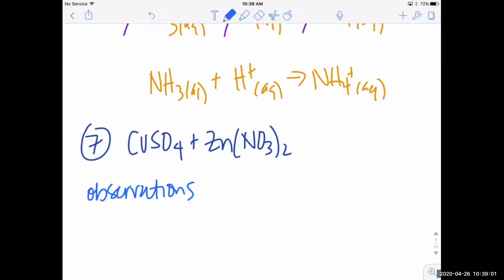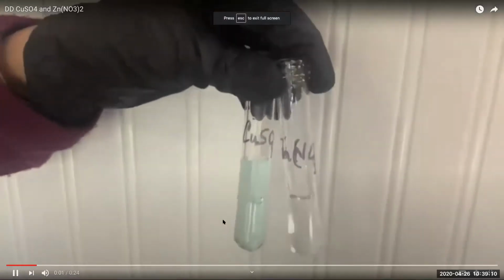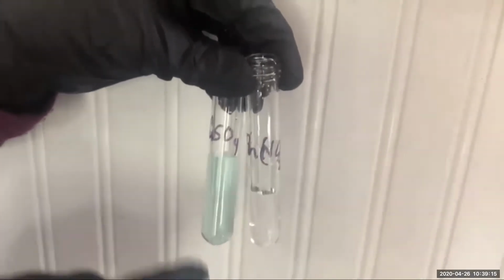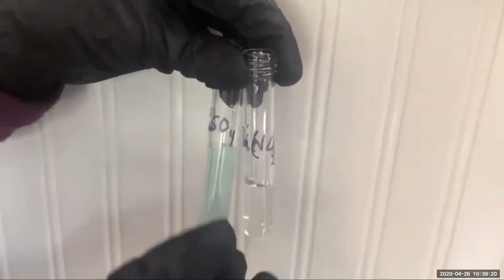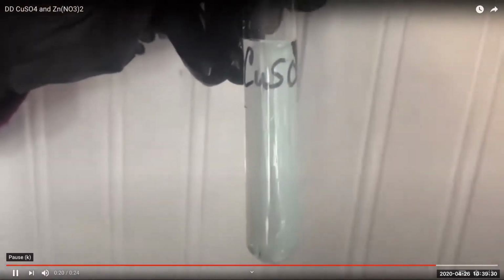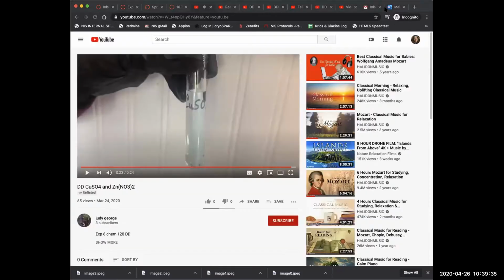So the next reaction, number 7, is copper sulfate and zinc nitrate. So let's go ahead and write down our observations for that. So here you can see 2 test tubes. Copper is usually blue. So there's no reaction here.